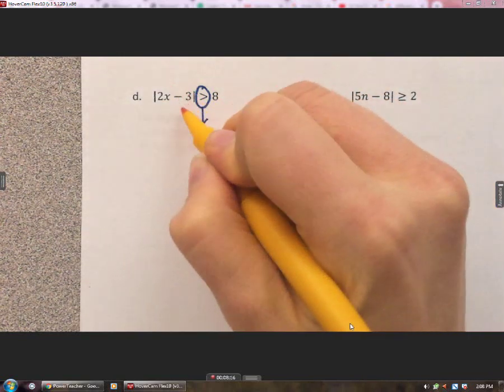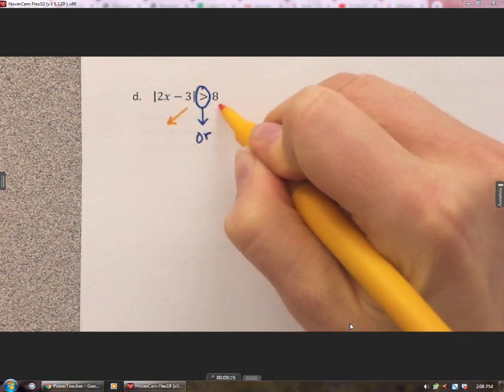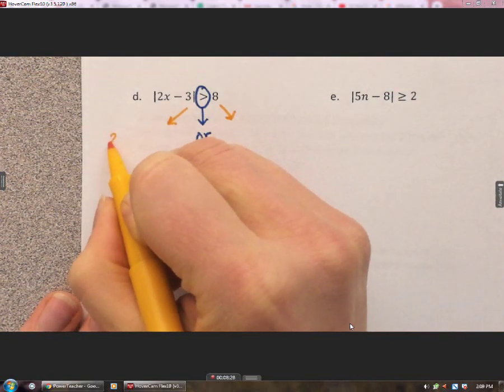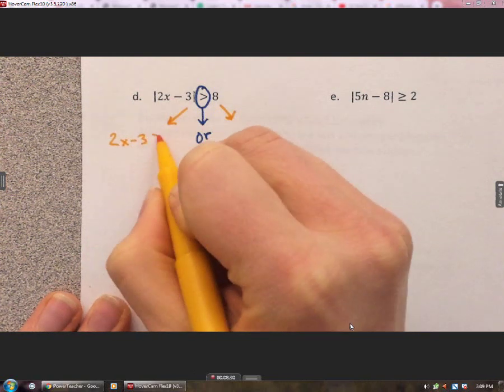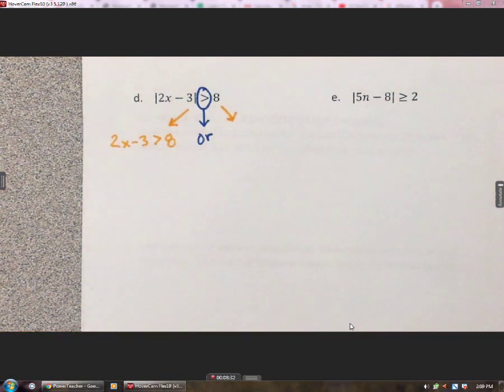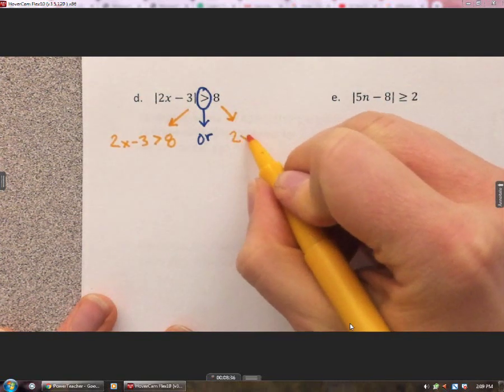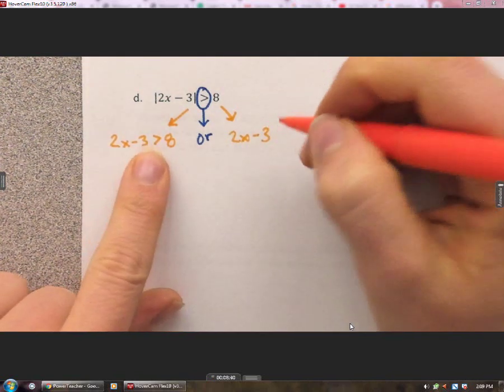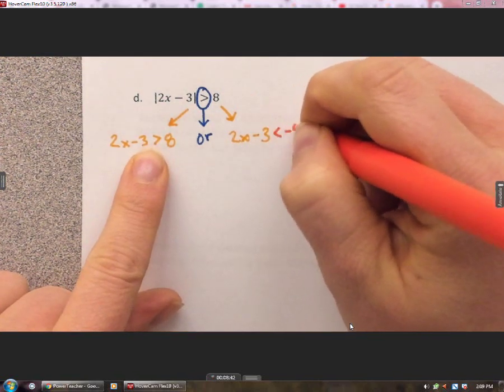Then we split them. So I have the normal side. It's just 2x minus 3 is greater than 8, or the messed up side, 2x minus 3, flip and switch. So I'm going to flip and switch them just for the inverses.